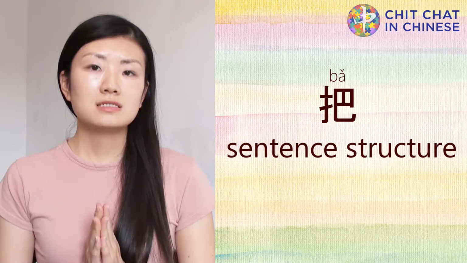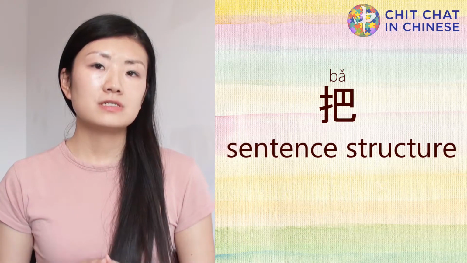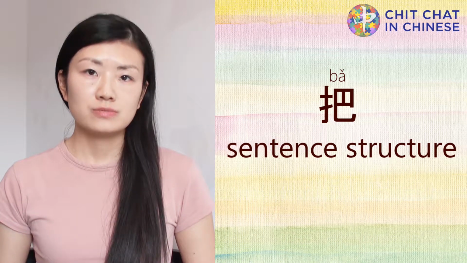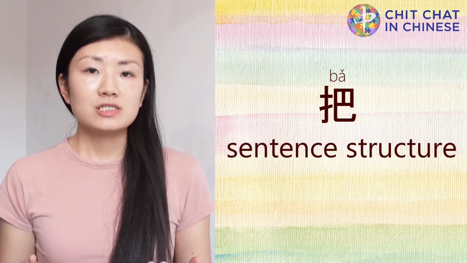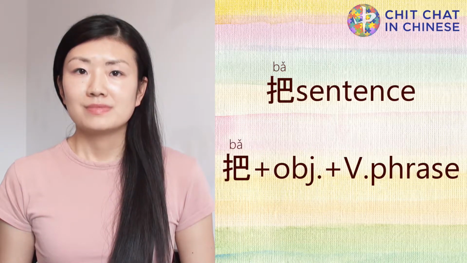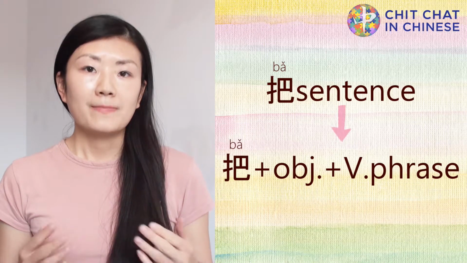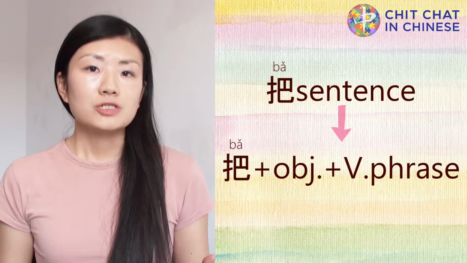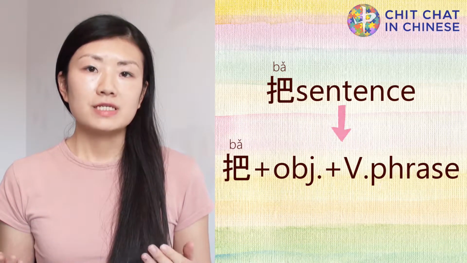Before I start, I want to teach you one Chinese sentence structure. Let's look at the sentence. The Chinese sentence structure is a bit different than English sentence structure. And I will try to explain it to you as simple as possible in English. Let's take a look. 把 plus object plus verb phrase.